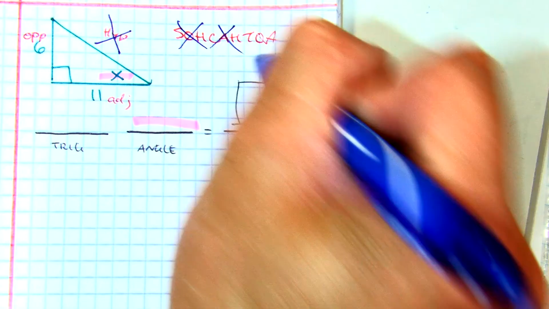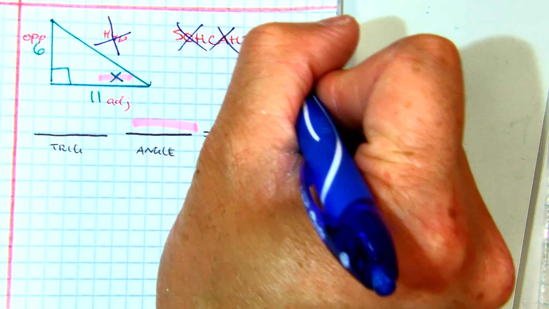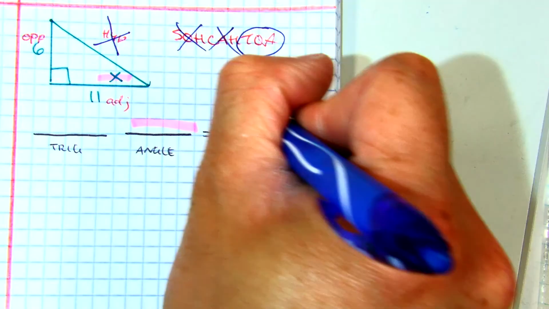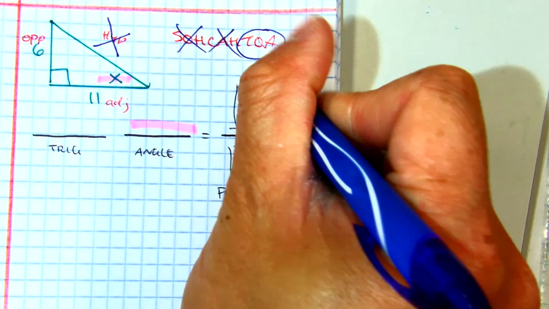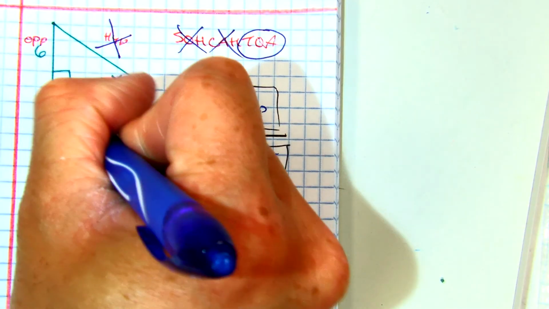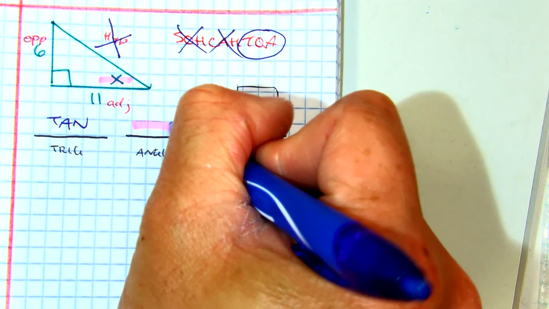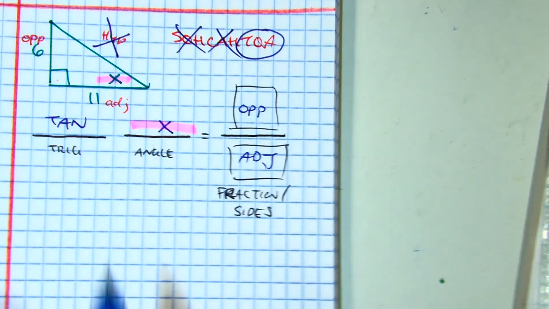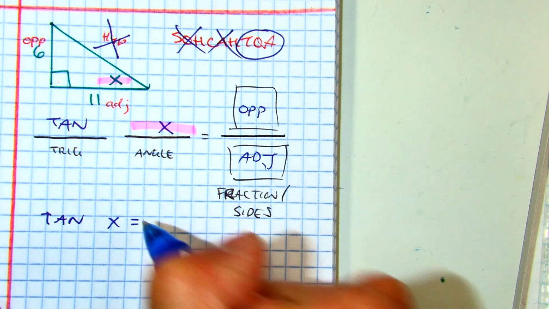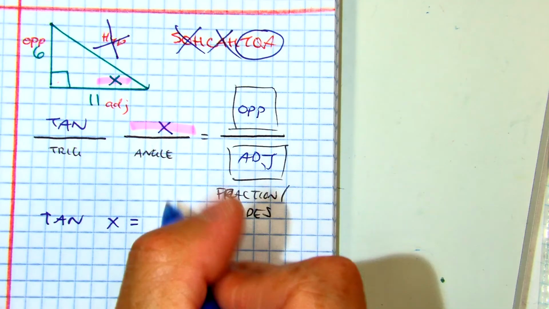Class, we're going to be using the tangent. Tangent has opposite and the adjacent. That's what you do with the O and the A. And the trig function T for tangent. And then my angle is X. Let's fill that in together. So we now have tangent of X equals, the opposite is 6, and the adjacent is 11.